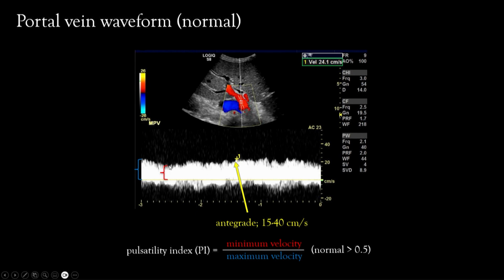So the way I just sort of remember it is it's normal for this kind of trough to be 50% or greater of the peak. When it sort of drops below that, or if you have any retrograde flow, that's abnormal.